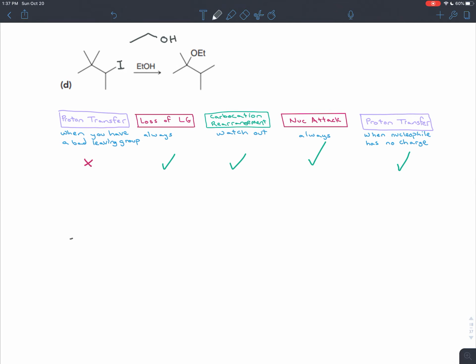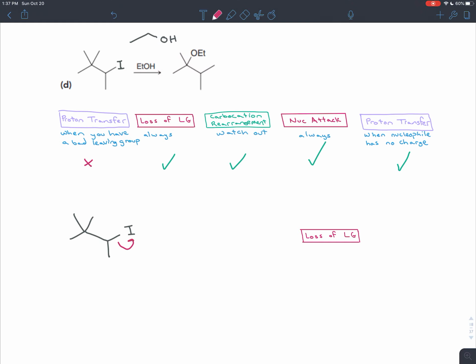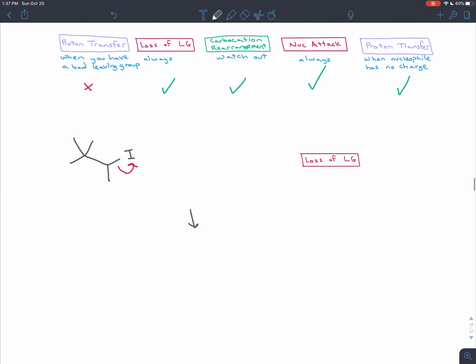Our first step is loss of a leaving group. So we'll draw our molecule, and we're going to show loss of a leaving group. Iodine is the leaving group, it can take its electrons and pop off the molecule. So that would leave us with the structure.